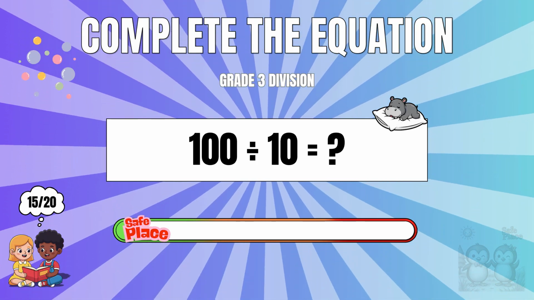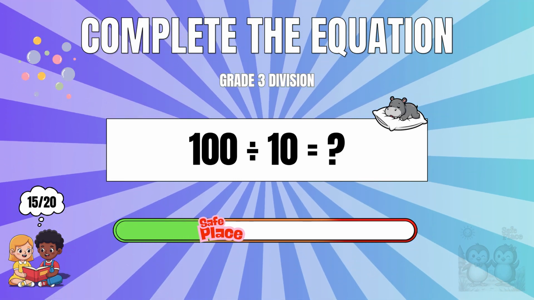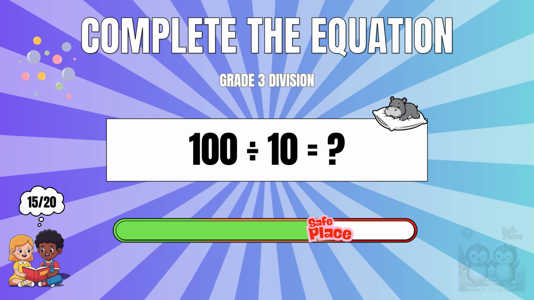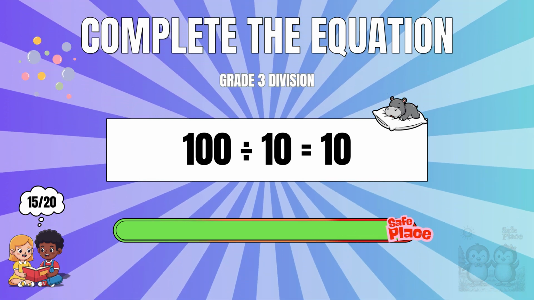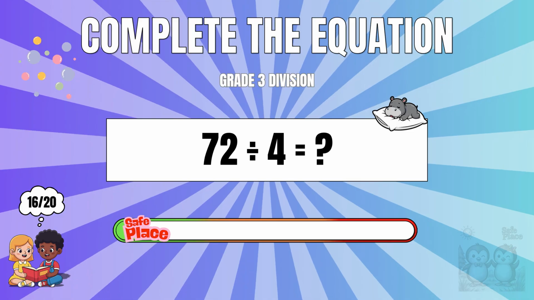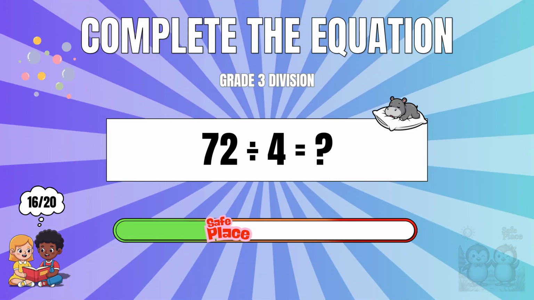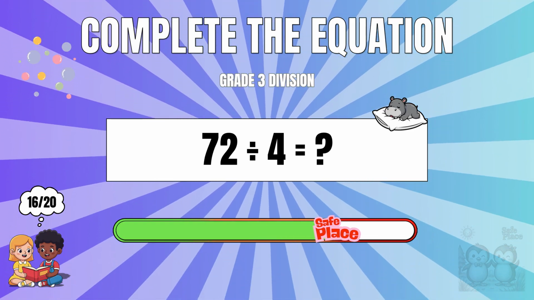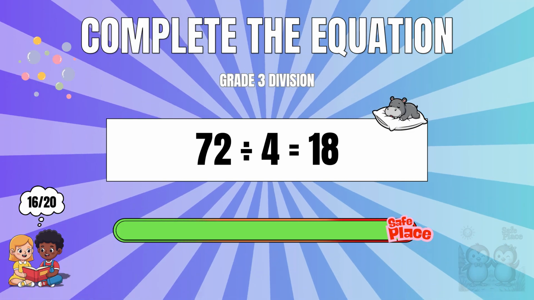How much is 100 divided by 10? Three, 2, 1. Correct. It's 10. What is 72 divided by 4? Three, 2, 1. The answer is 18.